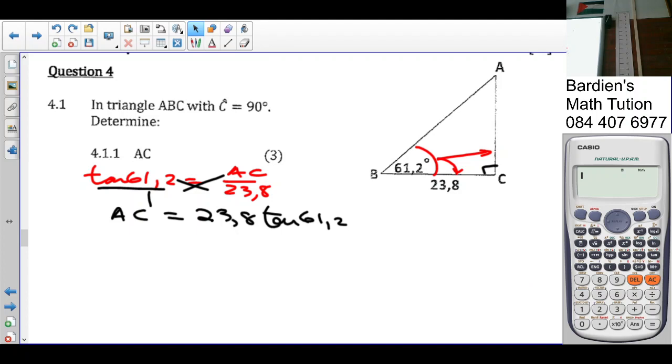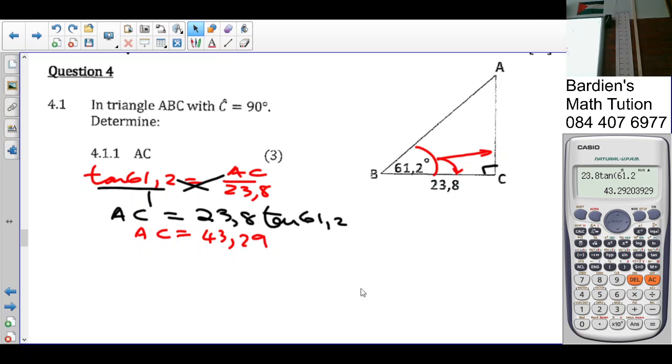So in other words, we have 23.8, then make sure there's a D on top for degrees. 23.8 tan of 61.2. That gives us 43.3. You all okay with that? Okay, they didn't say for how many decimal places, so I'm just going to go with 2 decimal places. You all okay with that?